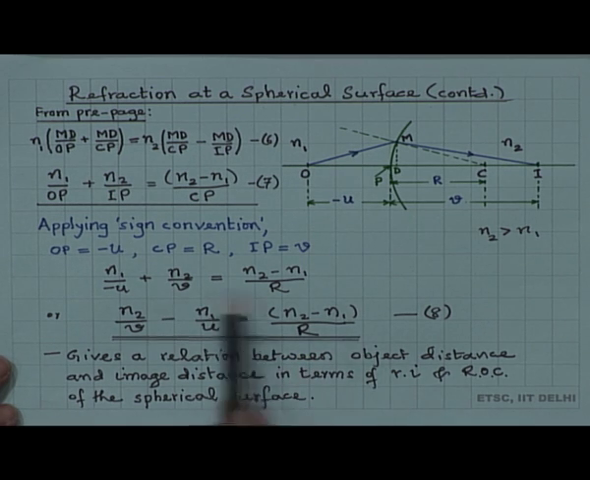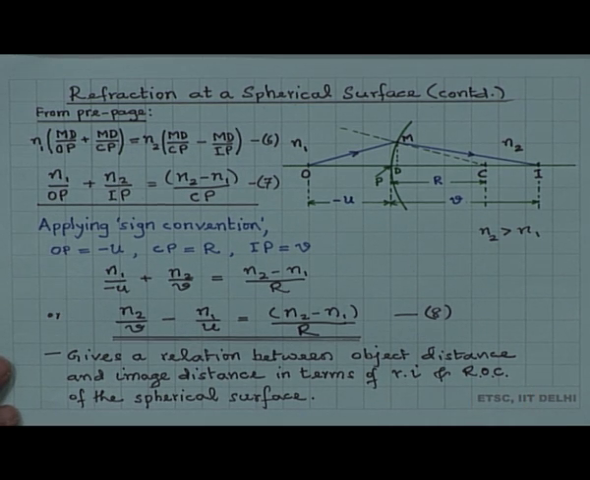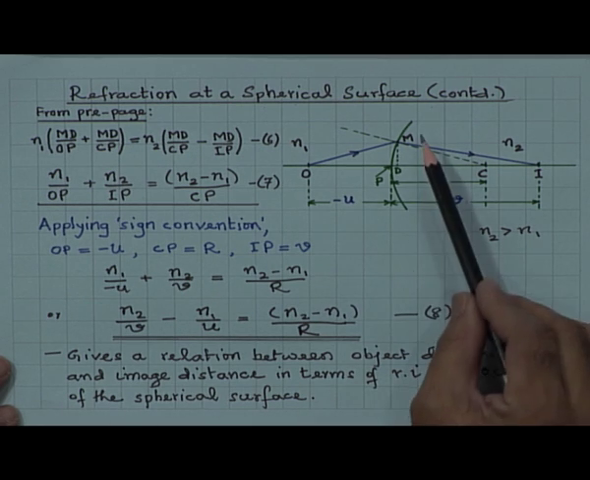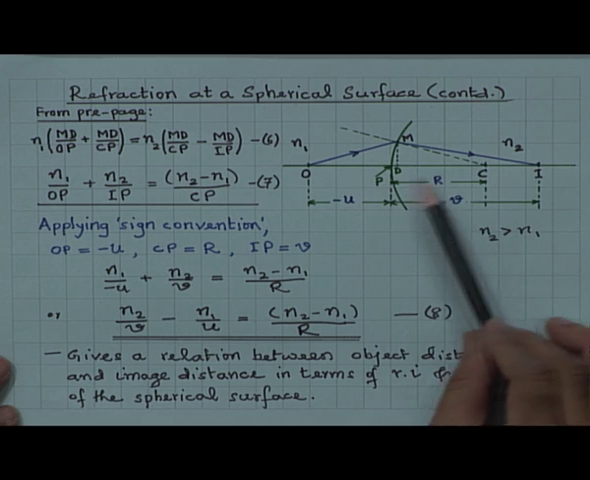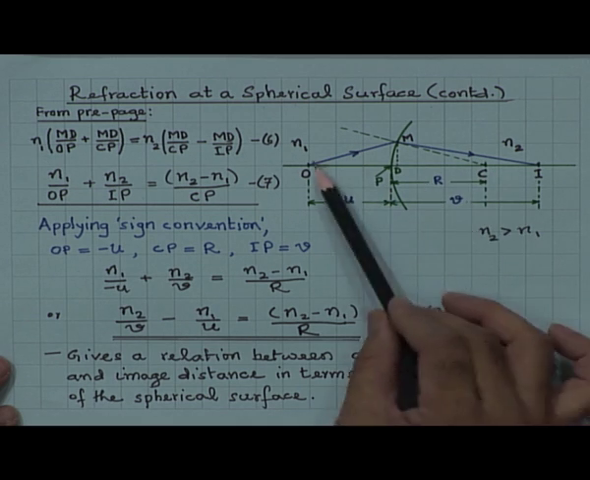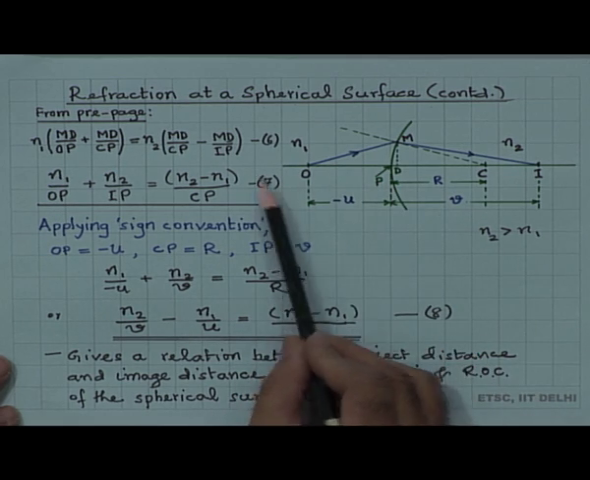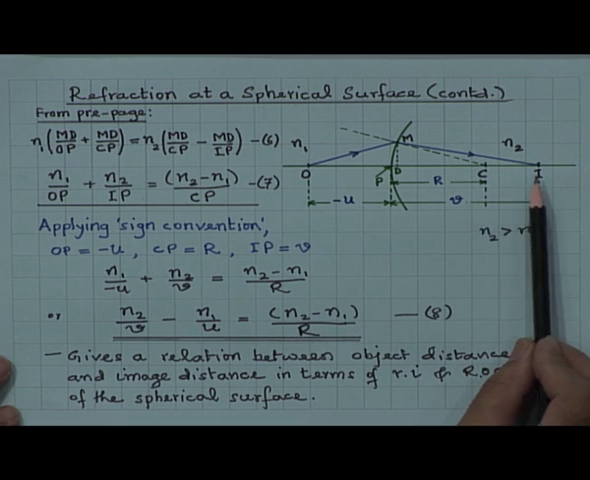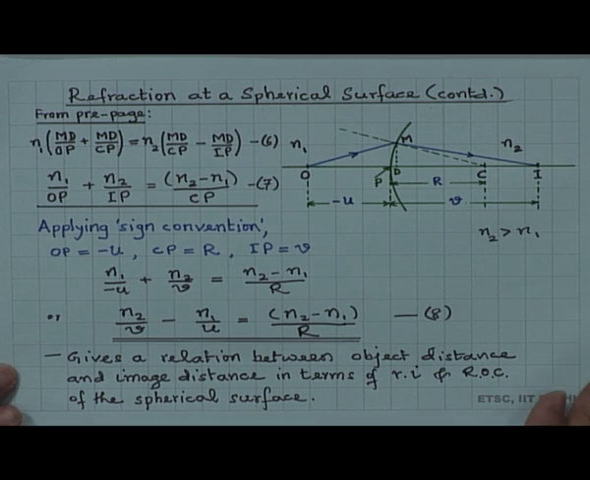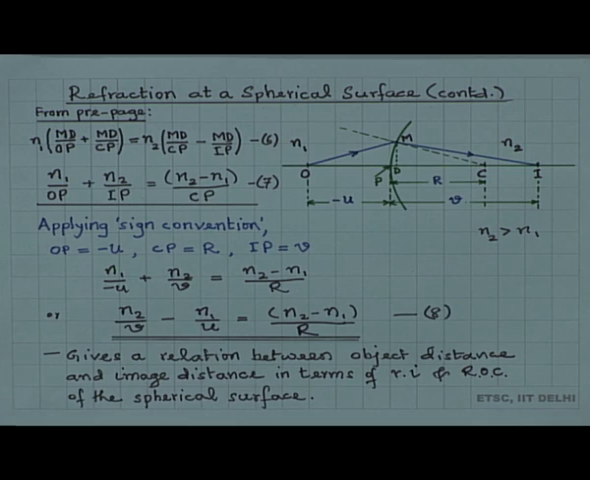Now, this is a very important equation in the sense that it gives a relation between object distance and image distance in terms of the refractive index and radius of curvature of the spherical surface. Given a spherical surface, it means the radius of curvature and refractive index of the materials are given, then for any position of the object, it will tell us the position of the image. If we take an example, it will become more clear.